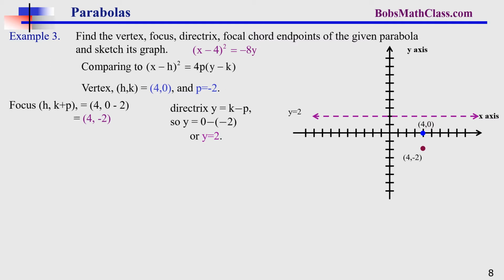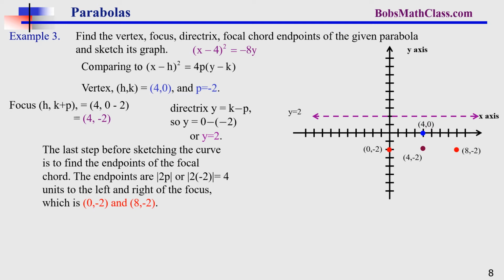Okay, what's left? Endpoints, right? 2 times p. Well, p is negative 2, so 2 times negative 2 is negative 4, but we're going to take the absolute value. So you get 4. So that's 4 to the left, 4 to the right, from the focus. So if you count over 4 to the right, you should get (8, -2), and 4 to the left, (0, -2). And now we can sketch the graph.